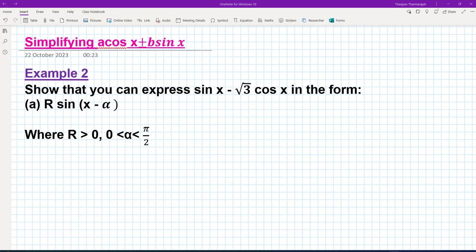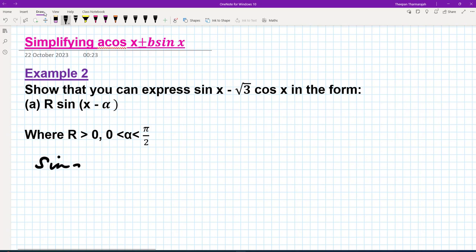Here's a question for you to try. You can pause the video. When you're done, I will go through my worked solution. Okay, welcome back. So we're going to express the following: sine x minus root 3 cos x in the form of r sine x minus alpha.